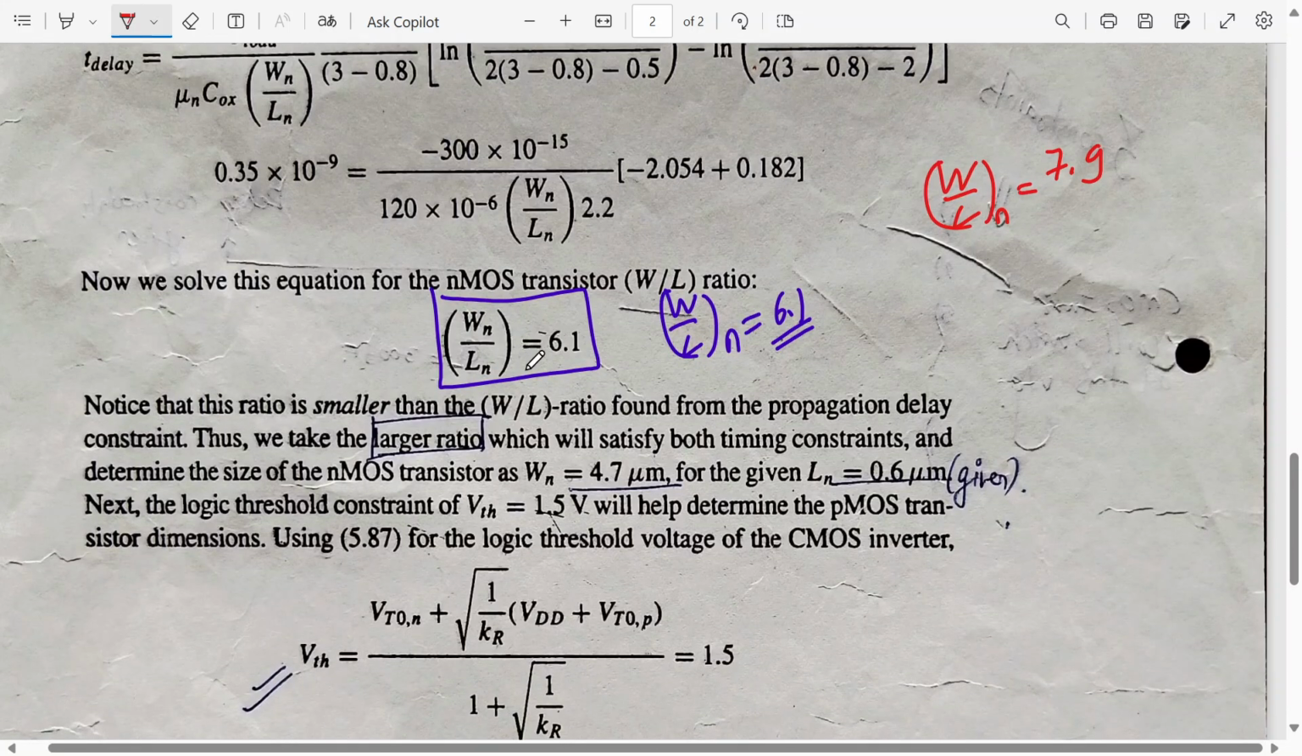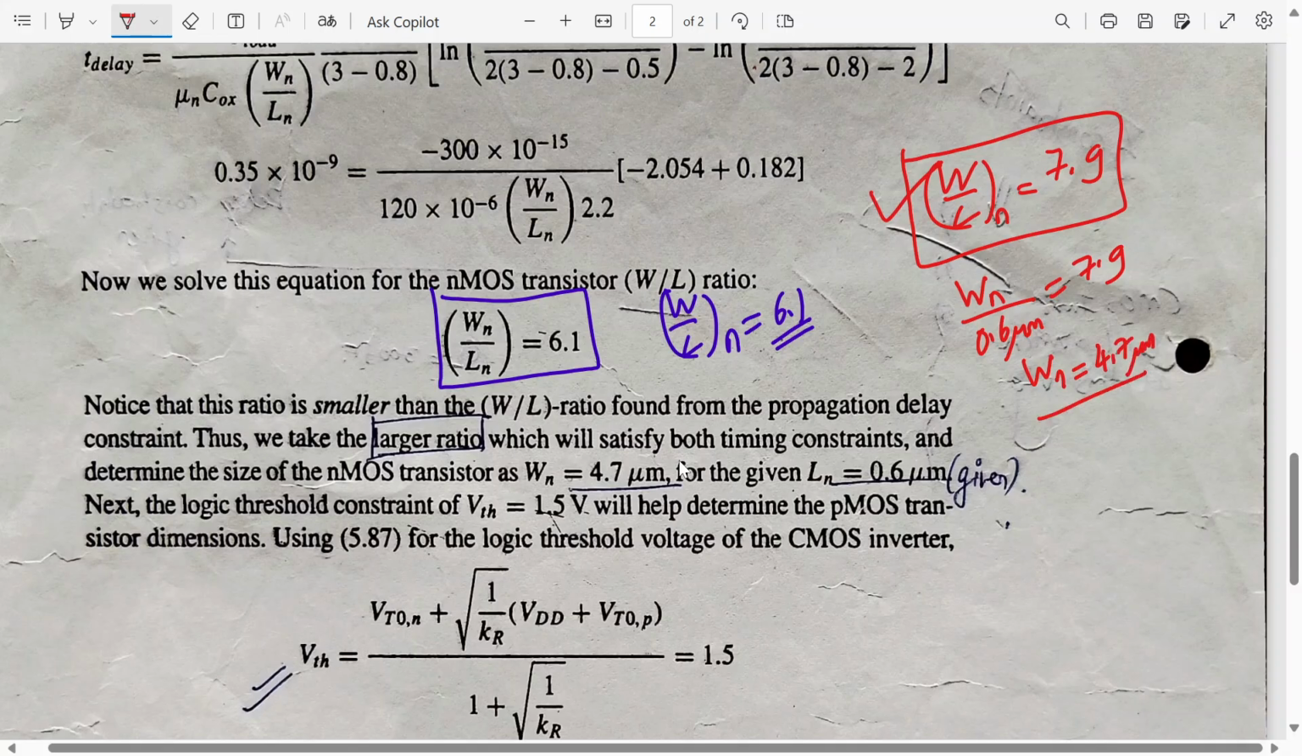So notice that this ratio of W by L, that is 6.1, is smaller, found from the propagation delay. Thus we take the larger ratio to satisfy both the timing constraint. In order to satisfy both the timing constraint, we consider the larger ratio, and determine the size of the transistor. So here it is 7.9, L is given as 0.6, so Wn will be how much? So Wn divided by 0.6 micrometer is 7.9. So here Wn is found out to be 4.7 micrometer. You can check it.